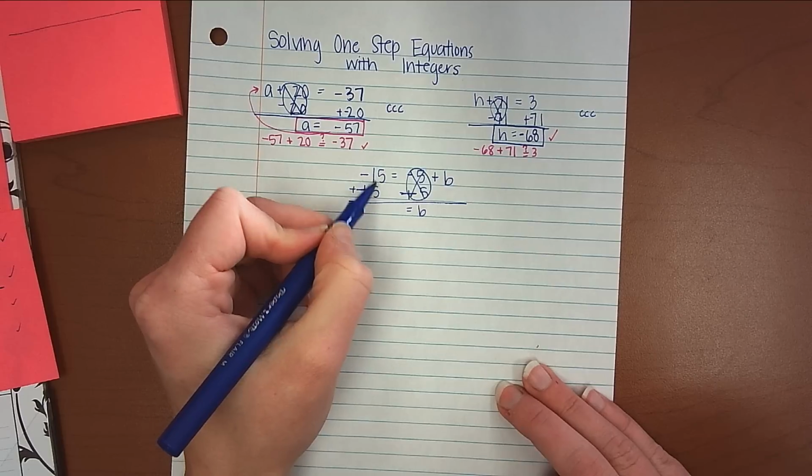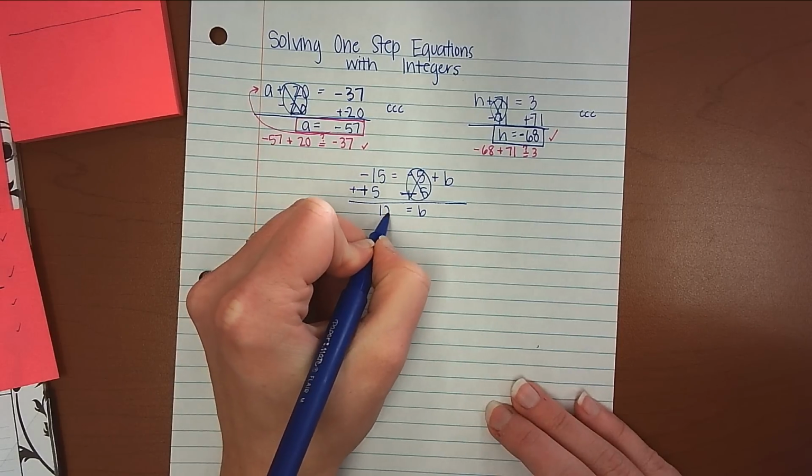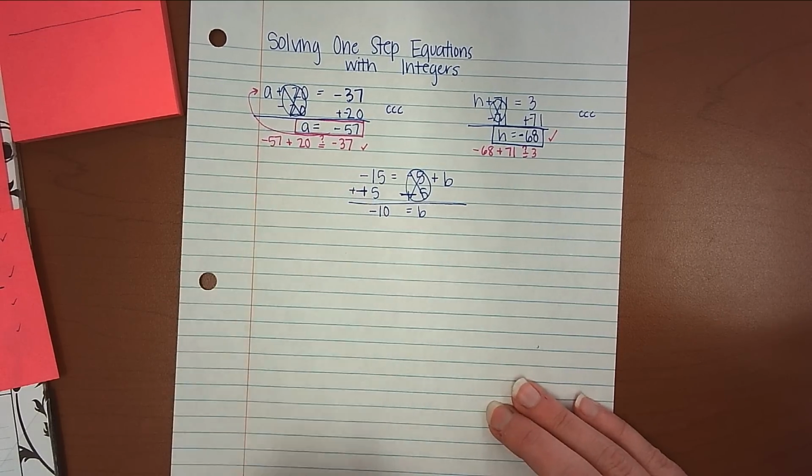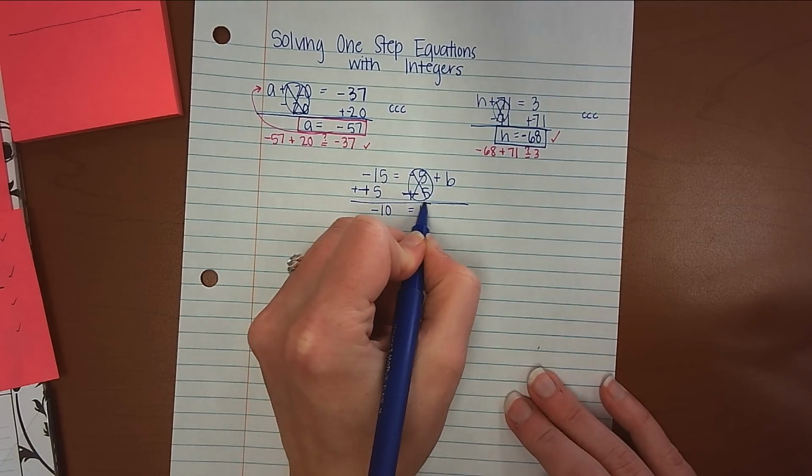Negative 15 plus 5, different signs subtract. So 15 minus 5 is 10, and keep the sign of the number with the greater absolute value, which is negative. So b is equal to negative 10.